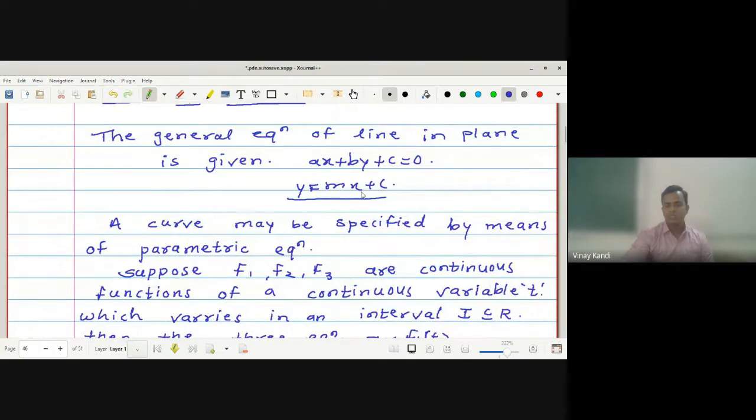This is the equation of a straight line, one form of equation. In general, the equation of line in 2D space is ax plus by plus c is equal to 0. Then you would say in 3D, ax plus by plus cz plus d is equal to 0.